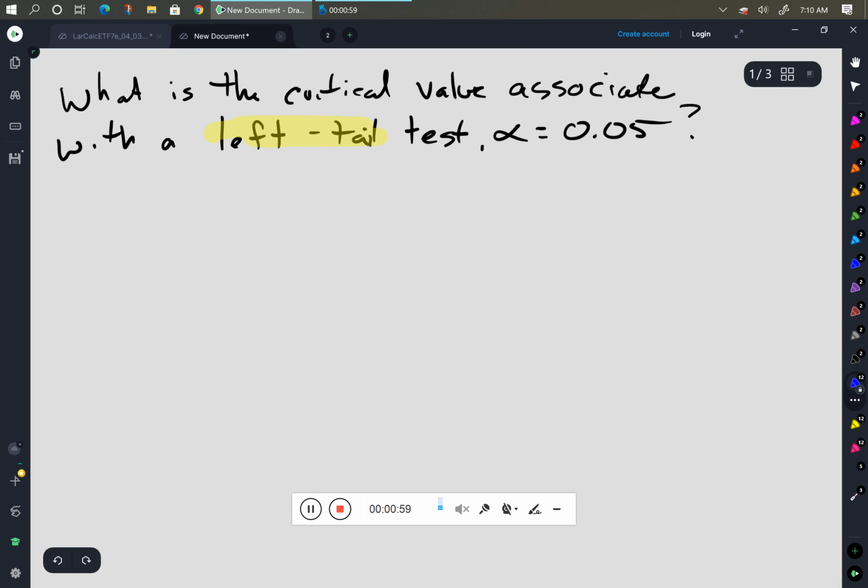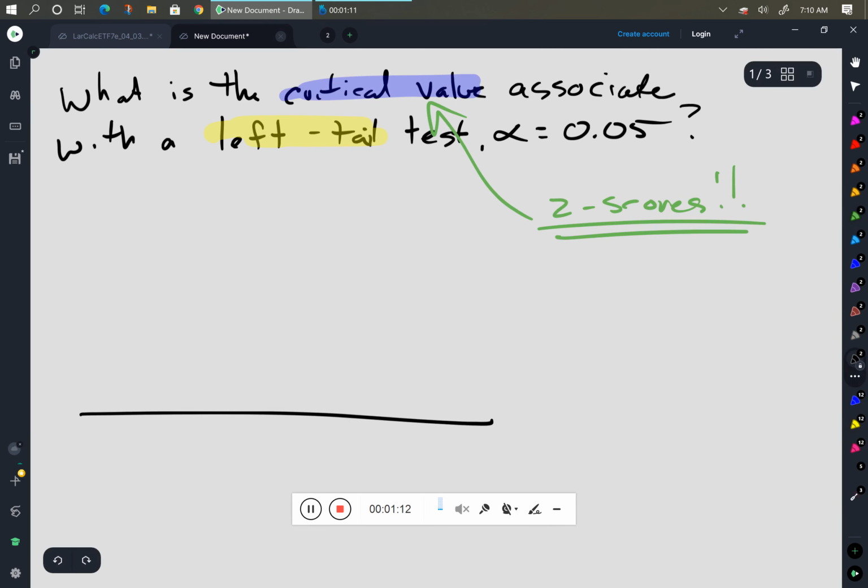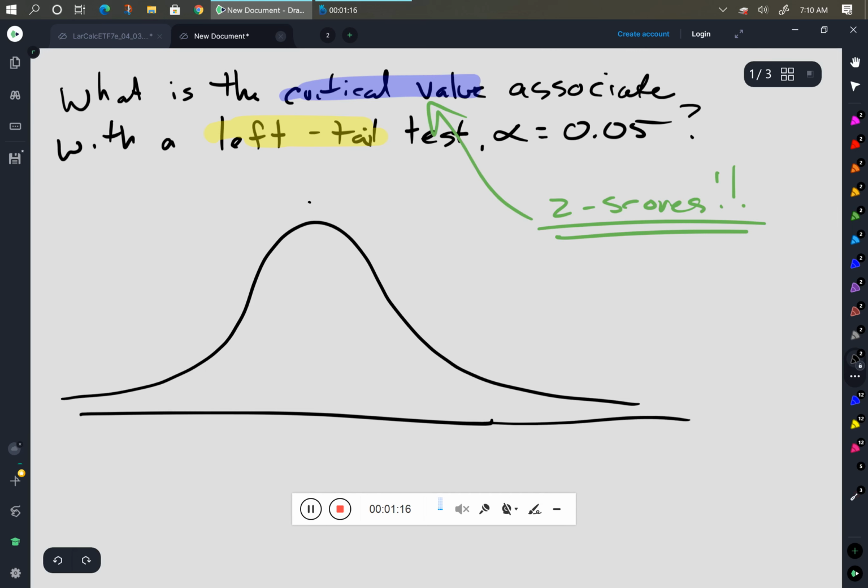All right, so first things first. Critical values are, at their core, z-scores. And then what do z-scores tell you? Well, z-scores tell us that we're working with a standard normal distribution. A standard normal distribution has a mean of 0 and a standard deviation of 1.